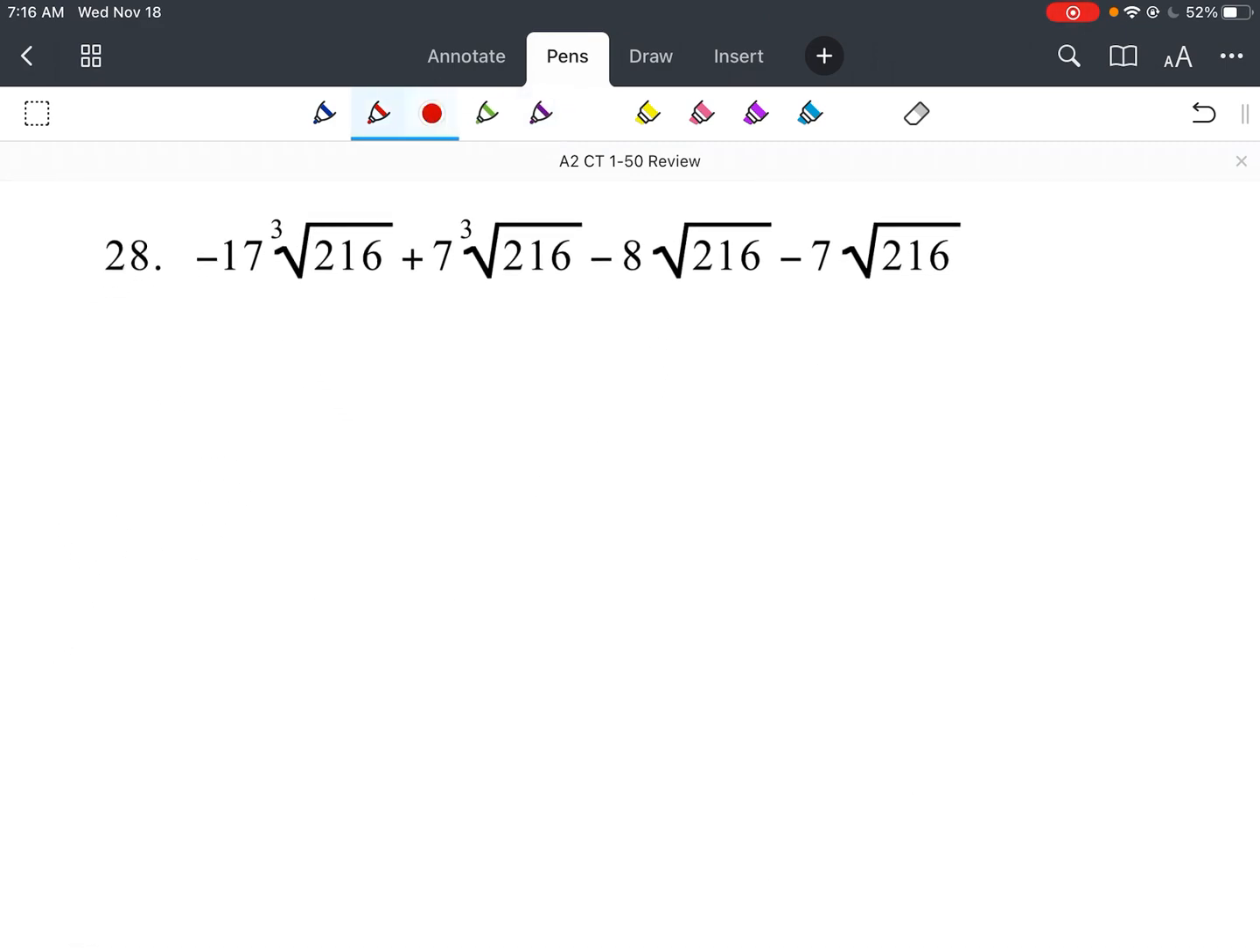All right, well, we did the cube root of 216 in the earlier problem, didn't we? Yeah, we did. So 216, we'll do cube root. Oh, we did a cube root of negative 216. So 6 to the 3rd power is 216. So this is just 6. So negative 17 times 6 plus 7 times 6 minus 8 times 6 minus 7 times 6. So this is just simple order of operations kind of stuff.